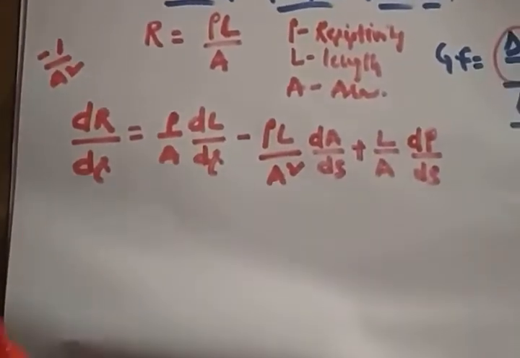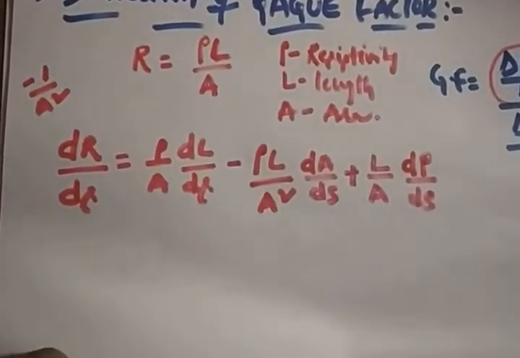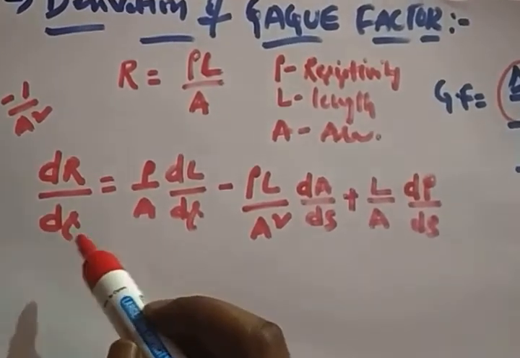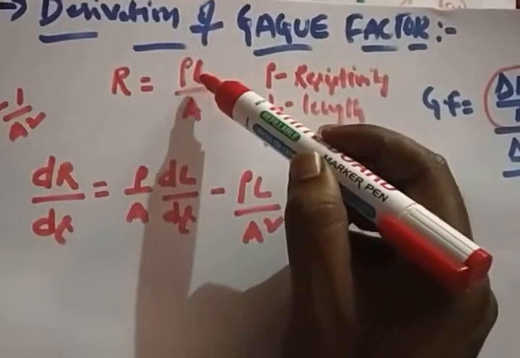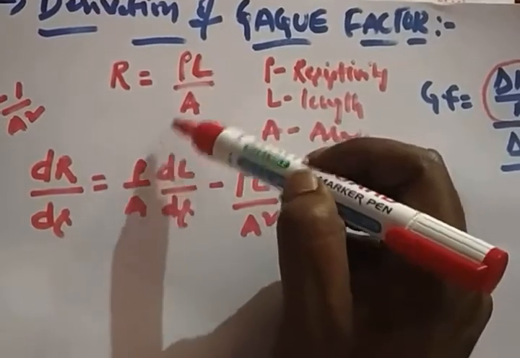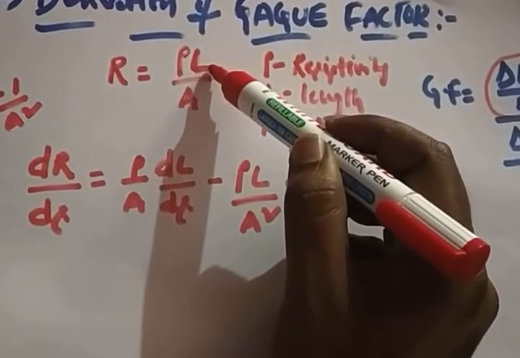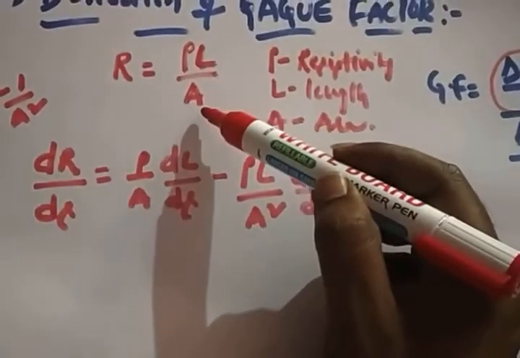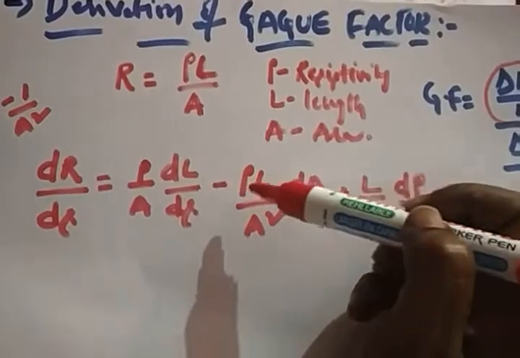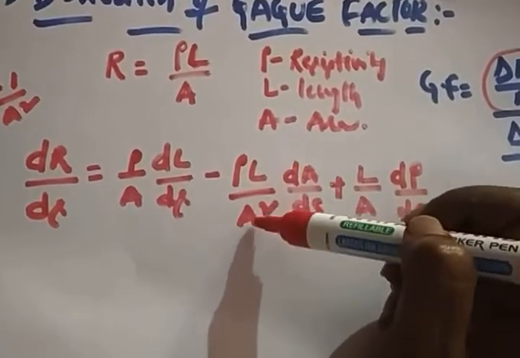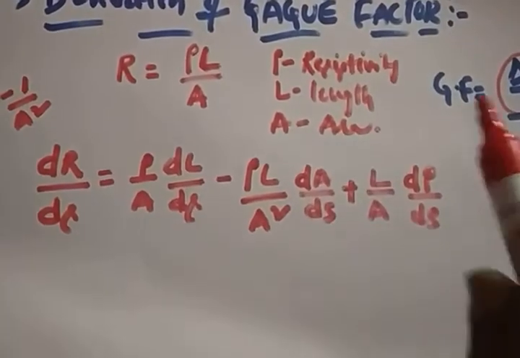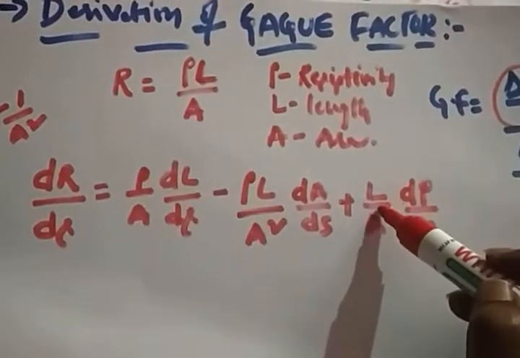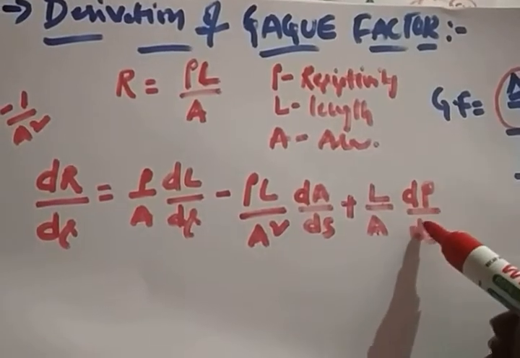Right, you are differentiating your resistance with respect to the strain. So dou R by dou S is equal to, first, differentiating L: rho by A constant, times dL by dS. Now for 1 by A, we get minus rho L, a constant, by A square, times dA by dS. And then we go for resistivity: L by A is a constant, so d rho by dS.